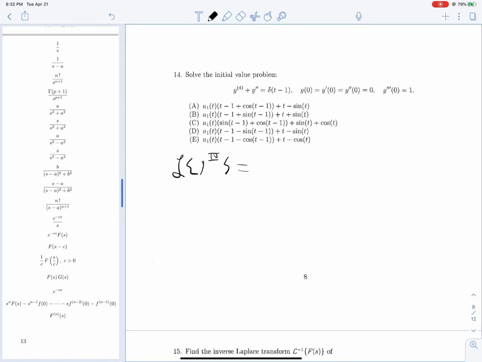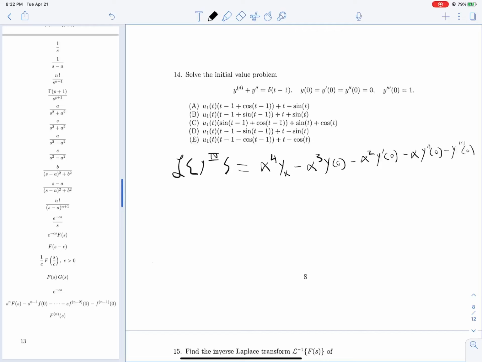But this Laplace transform will be alpha to the fourth times y of alpha, minus alpha to the third times y at 0, minus alpha squared times y prime at 0, minus alpha times y double prime at 0, minus y triple prime at 0.